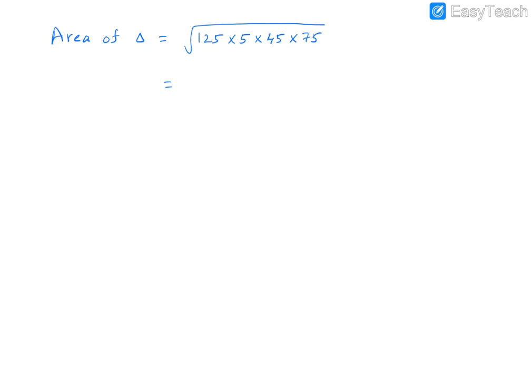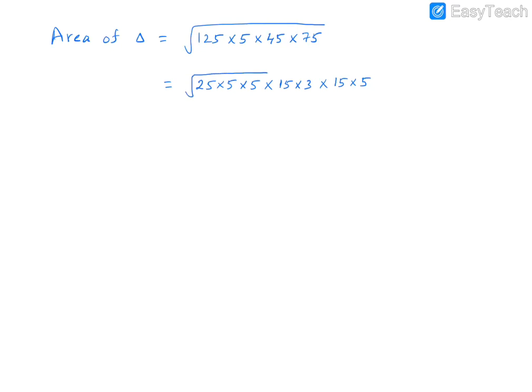For example, 125 can be written as 25 into 5. So I have written this 125 as 25 into 5, and then we have this into 5 again. Then 45 can be written as 15 into 3, since 15 times 3 is 45, and 75 can be written as 15 into 5, since 15 fives are 75.